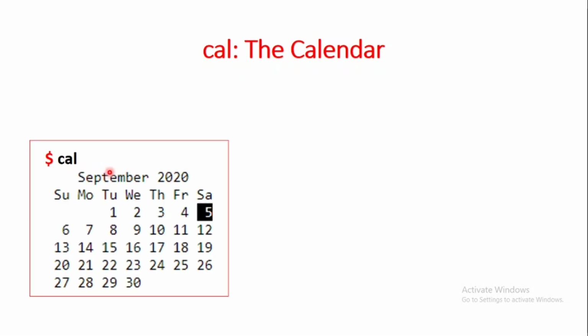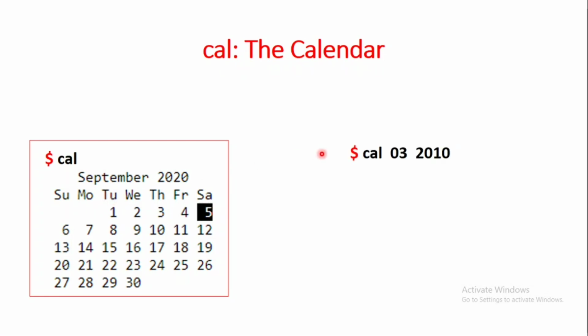Cal displays the calendar of the current month of the current year. If I don't pass any arguments to cal, then I'll get output like this, which is nothing but the current month calendar of the current year. As you can see, day 5 is highlighted because this is the day when the cal command was executed. It is also possible to view the calendar of a particular month of a particular year by passing arguments.